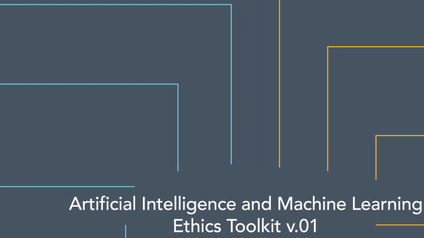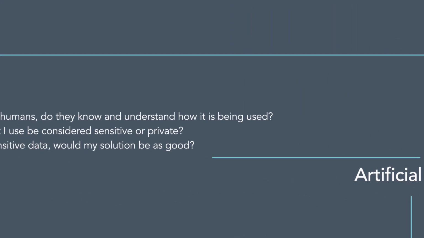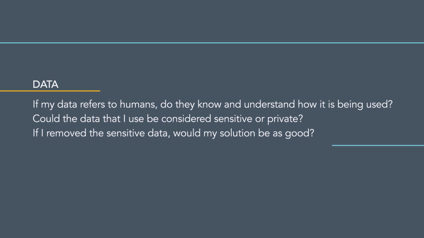There are three questions in Section 3 gathered under the heading Data. The first is, if my data refers to humans, do they know and understand how it's being used? This question is specifically related to the context of AI and machine learning. As we know from the GDPR, consent is a major ethical issue with data. It's important to be clear about whether somebody has explicitly agreed to allow you to use their data or not. This question actually pushes that a little further by asking whether they understand what that data is being used for. And so we're asking researchers to think beyond consent.